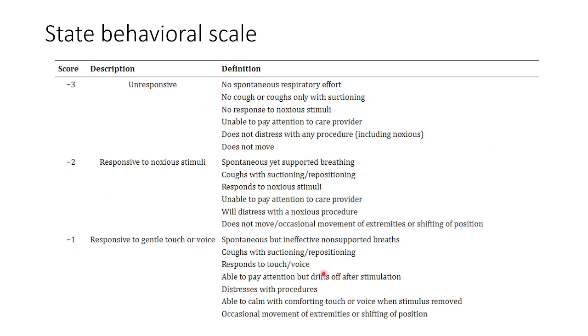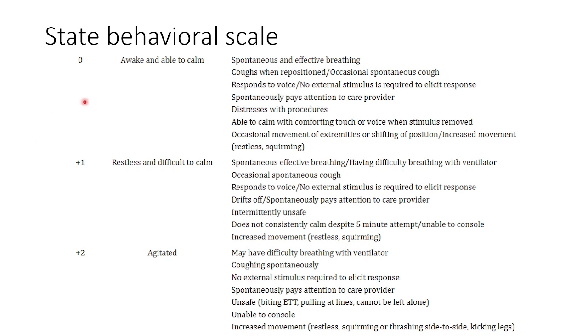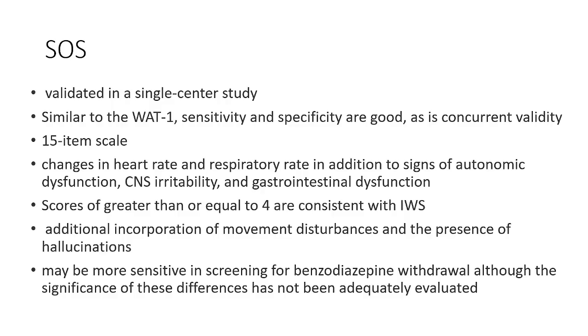Whereas -2, -1 compare to less and less depth of sedation, to 0 with awake and calm, to +1 restless and difficult to calm, to +2 with agitated child. The second score, as we said, is the Sophia observation scale.